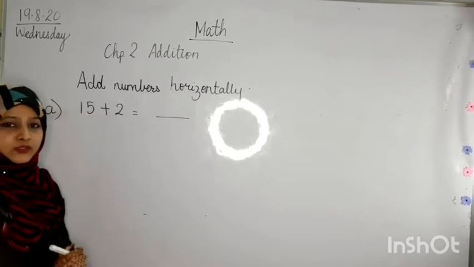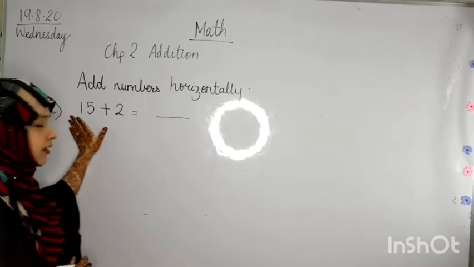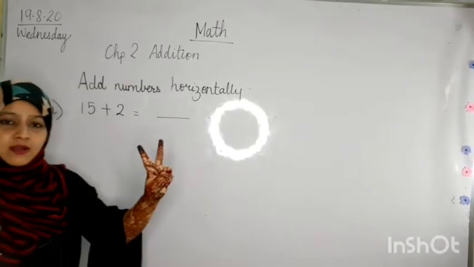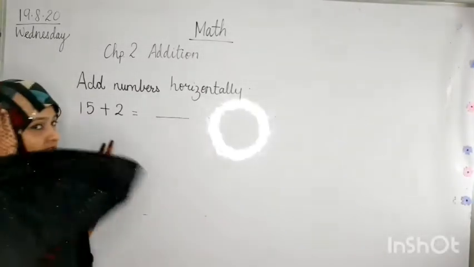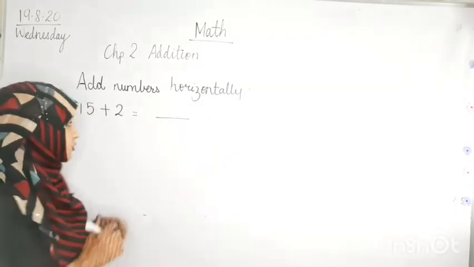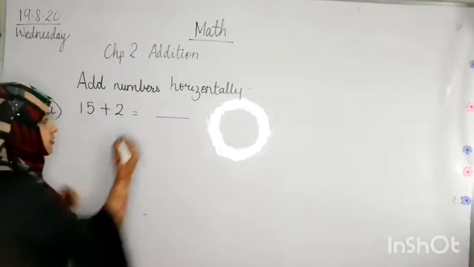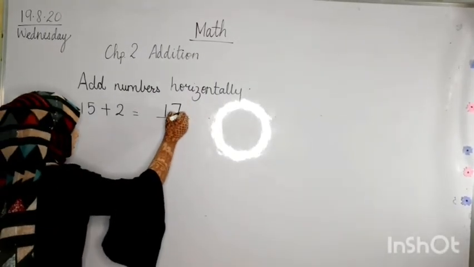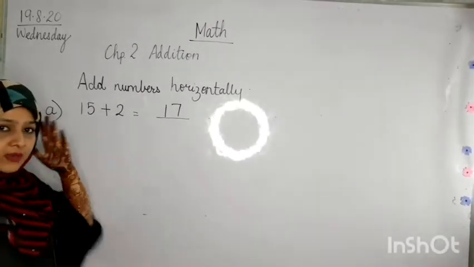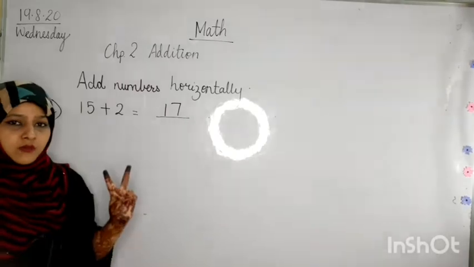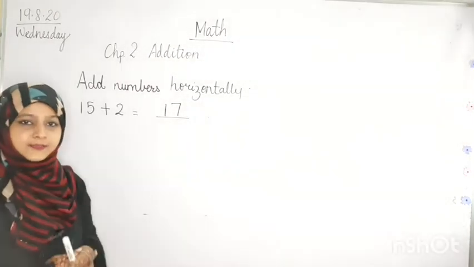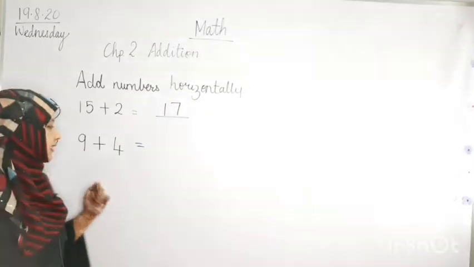So, how are we going to do it? We are going to keep the bigger number in our mind. That is 15 in our mind and 2 on our fingers. Yes, 15 in our mind, 15, 16, 17. Yes, so 15 plus 2 gives us the answer 17. Also, how we did it? We kept the bigger number in our mind and the smaller number on our finger. Yes? Let's see the next example.